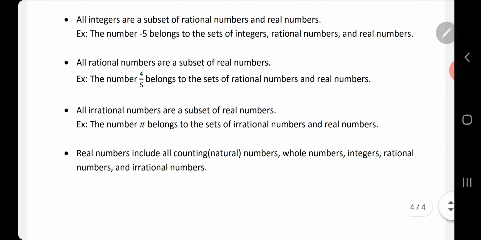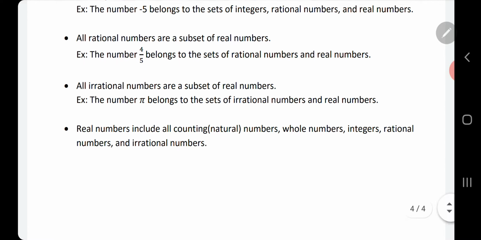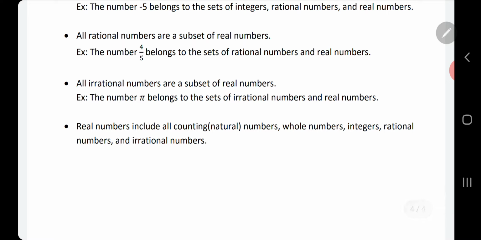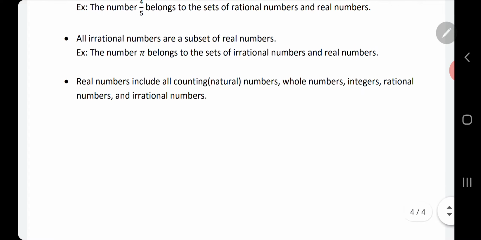Another example, the number 4/5, our little fractional numbers, or numbers written as fractions or decimals, belongs to the set of rational numbers and no other set. But since it's a rational number, which is a subset of the real numbers, it does also belong to the real numbers. Another number, for example, is the number pi, which belongs just to the set of irrational numbers. And once again, since it is an irrational number, it is a real number. And real numbers, of course, include everybody: the counting numbers, the whole numbers, integers, rational numbers, and irrational numbers.